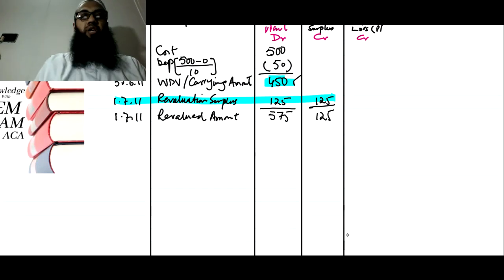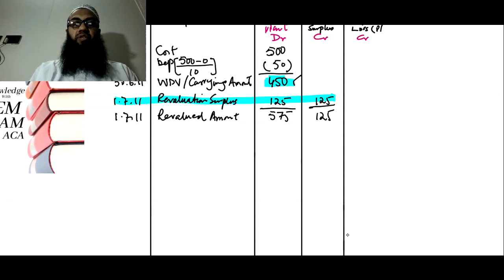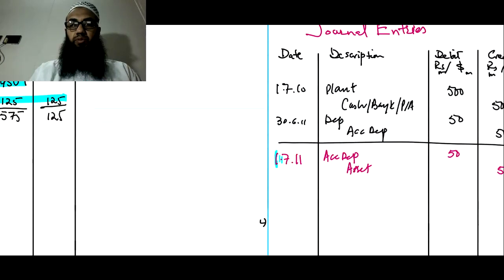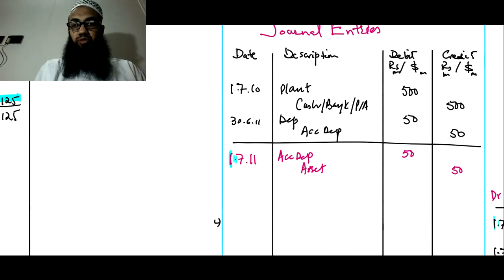Now we have to take the asset account to 575. What we have to do? We have to pass this general entry. इसकी general entry pass करनी होगी हमें. General entry of revaluation. Asset should be up with 125. What should be the credit?